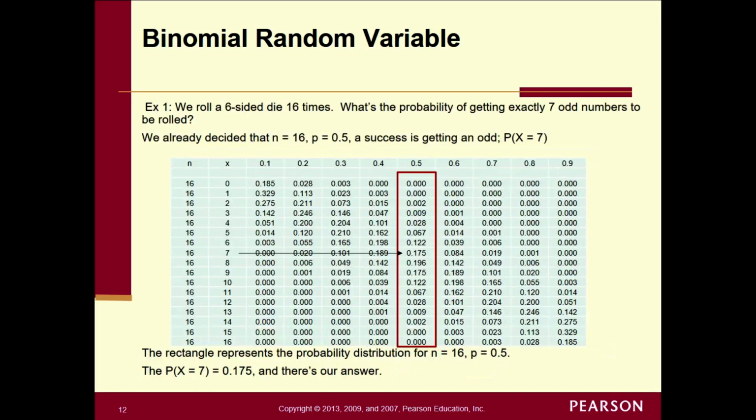What about for our problem? We rolled a 6-sided die 16 times, and we want the probability of exactly 7 odd numbers being rolled. Well, we already decided that n is equal to 16, so notice that n is equal to 16 here. p is equal to 0.5, since success is getting an odd number, and we want the probability that x is equal to 7. So here's x equals 7. We come across, and it looks like our probability is 0.175, and that's it. We find the right probability distribution and we just read the table.